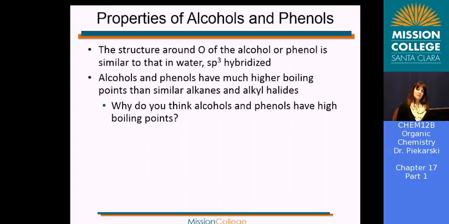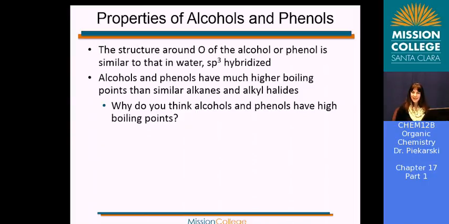So the first thing I want to talk about are boiling points. We know that the structure around the oxygen, the alcohol, or phenol is similar to that of water. It's sp3 hybridized. 2 bonds, 2 lone pairs. However, alcohols and phenols have much higher boiling points than analogous alkanes and alkyl halides, much higher boiling points. Why do you think alcohols and phenols have high boiling points?